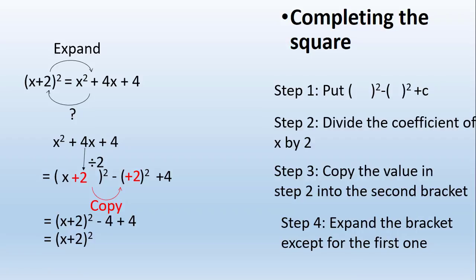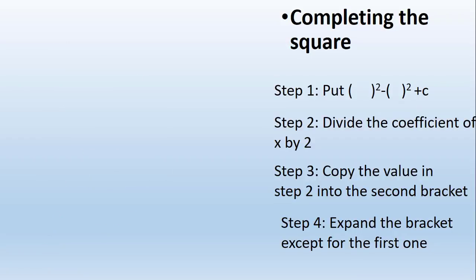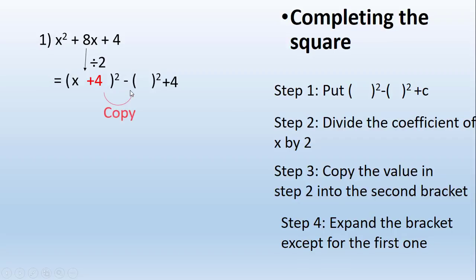Next, let's do an example. Say x squared plus 8x plus 4. The first thing you do is you put equals bracket square minus bracket square. Then put the x in and put the constant term all the way at the back. Then you divide the 8, the coefficient of x, by 2. Put it into the bracket, it's plus 4. Then what you did here, you just copy all the way to the second bracket, plus 4.